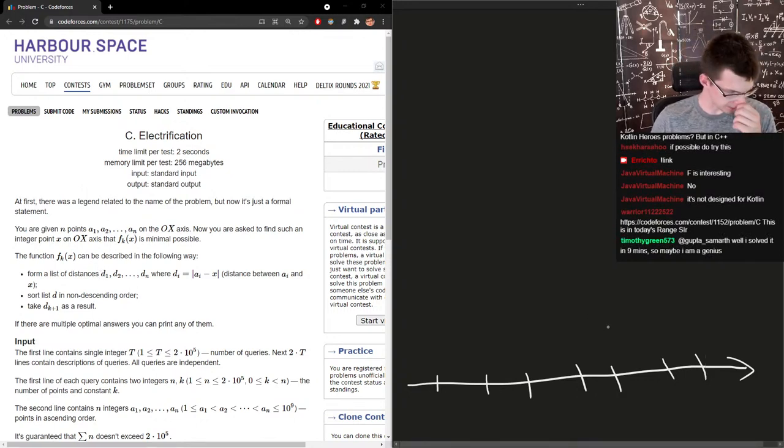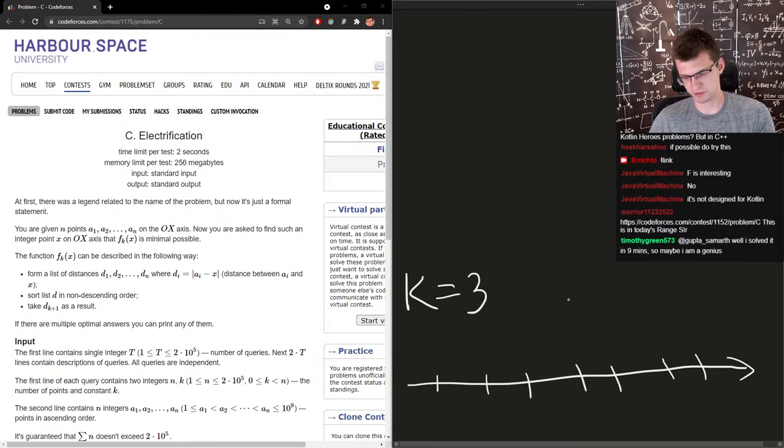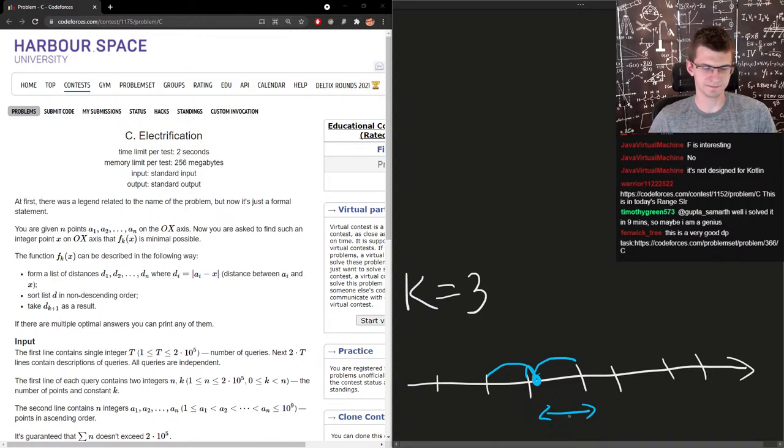But you're given k and you need to find, let's say that I will use k plus 1 instead of k. Let's say that k is equal to 3, so you need to find the third closest point to a chosen one. If I decide to choose my point here, then this is the first closest point, second closest point, and this is the third closest point. So this distance is taken.